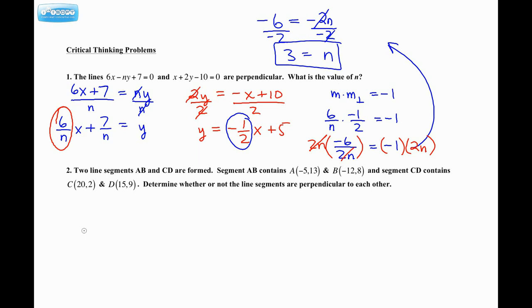And we can check that now. Because if n was 3, what is 6 over 3? Well, that gives us 2. And we know that a line with a slope of 2 is perpendicular to a line with a slope of negative 1/2. So I know that this is right.